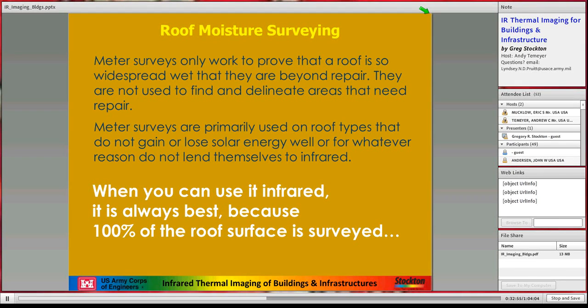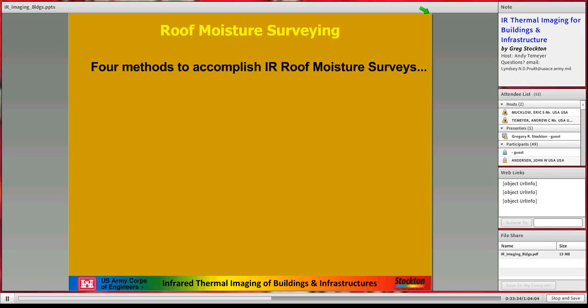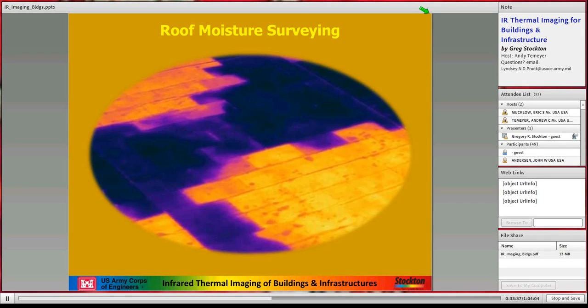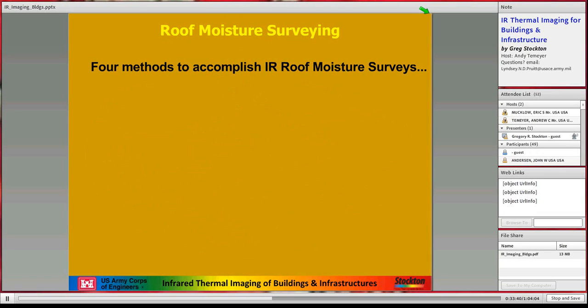If you put a grid and put it at 20 by 20 or 10 by 10, you don't even hit any of the water. You have to put it at a 5 by 5 grid to see one of these spots, the big one. So the point is that meter surveys only prove that a roof is shot. It doesn't find and delineate water. That is why infrared is so valuable for roofs.